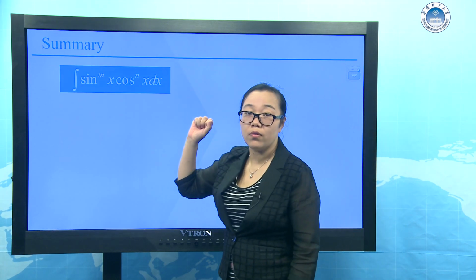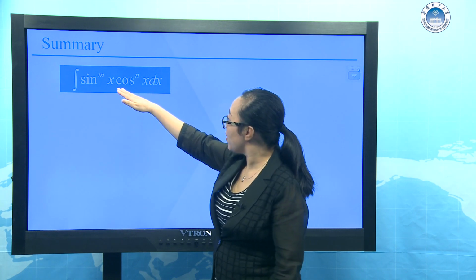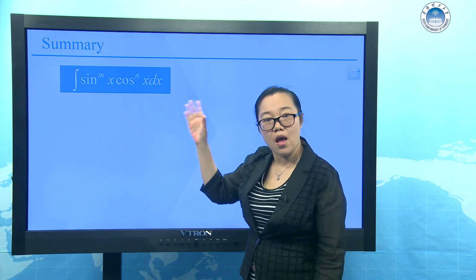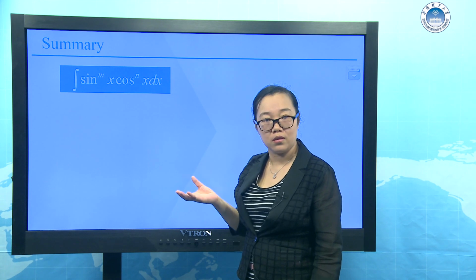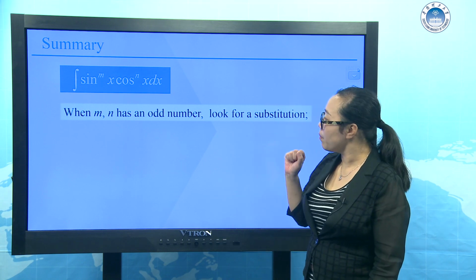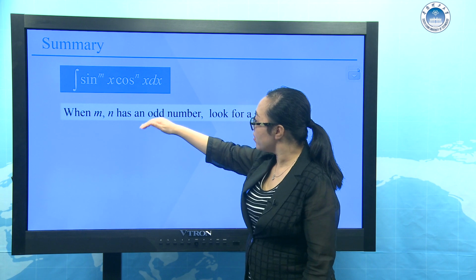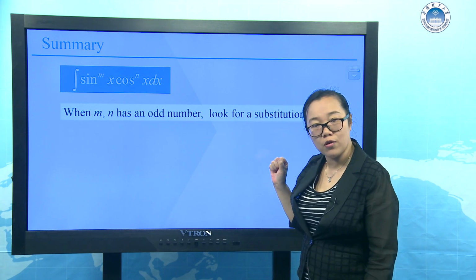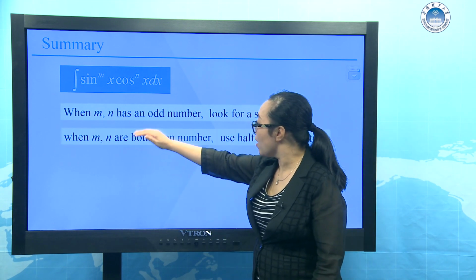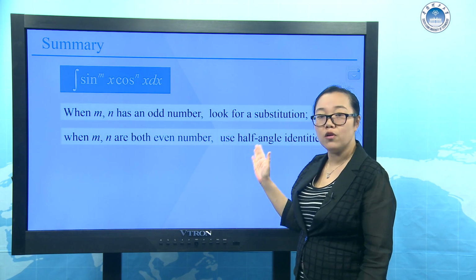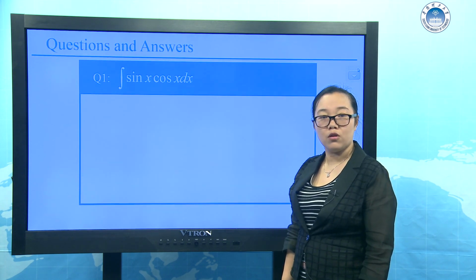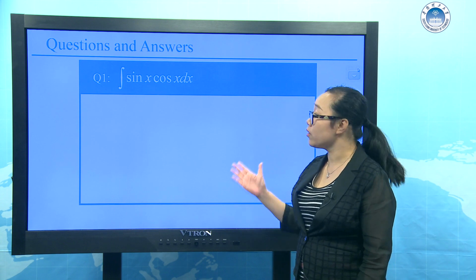If there is this kind of integral, sin x to the m power and cosine x to the n power dx, where m and n are positive integers, maybe even, maybe odd, there are two cases. Case 1: if m and n are odd, try to look for a substitution. If m and n are both even, try to use half angle identities. So now, let's use this basic idea on some questions.